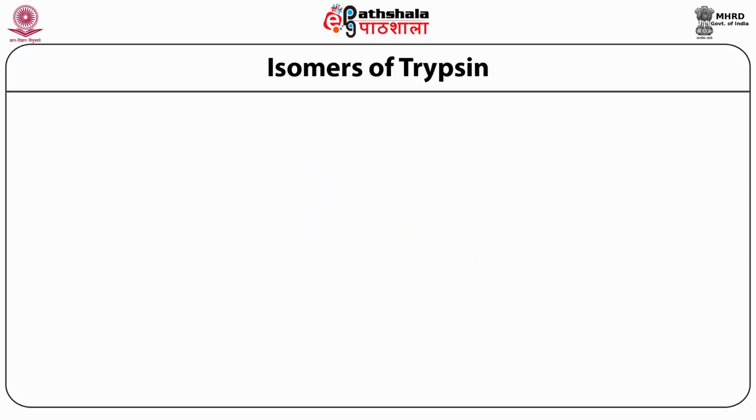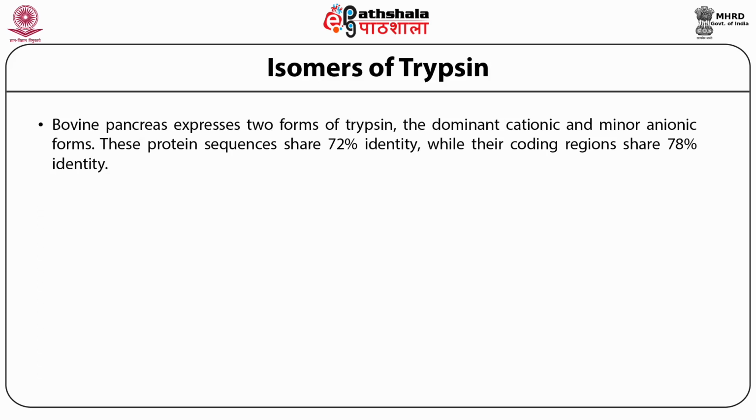After discussion of the mechanism of trypsin, let's discuss different isozymes, or isoforms, of trypsin. So, bovine pancreas expresses 2 forms of trypsin, the dominant cationic and the minor anionic form. These protein sequences share 72% identity, while their coding regions share 78% identity. Each of these proteins is further processed into alternate forms.